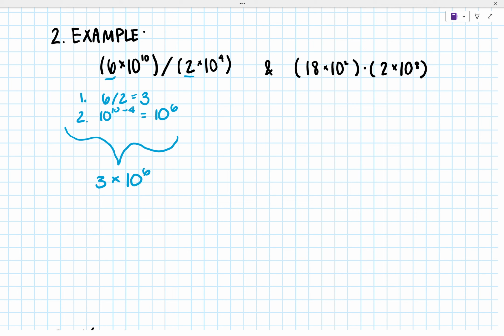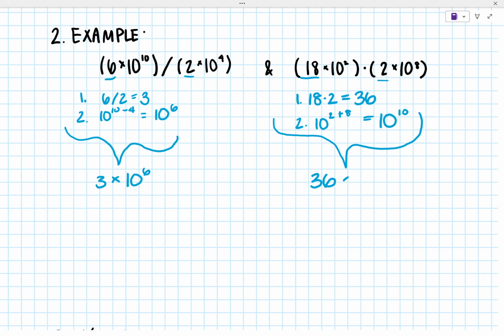Moving on to our next example, this is multiplication. So we are going to multiply our coefficients together, which is 18 and 2. So 18 times 2 equals 36. And then because of our product property of exponents, we can add our exponents together because we have the same base of 10. So 10 to the power of 2 plus 8 equals 10 to the power of 10. And then when we combine these results, it will be 36 times 10 to the power of 10.